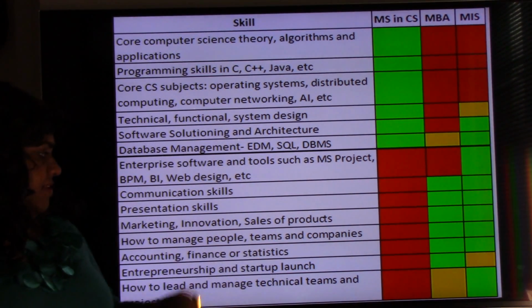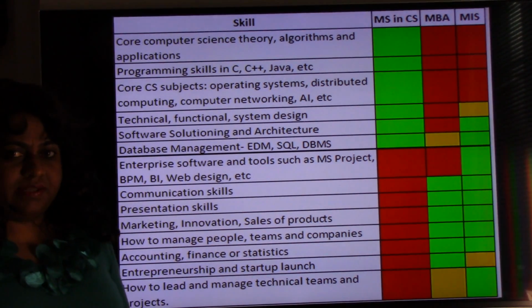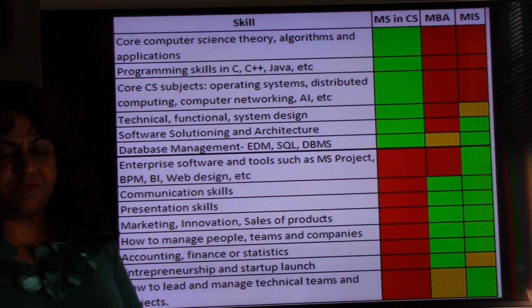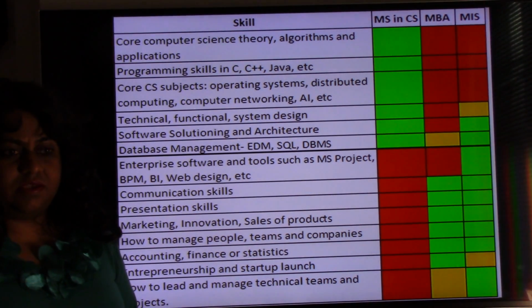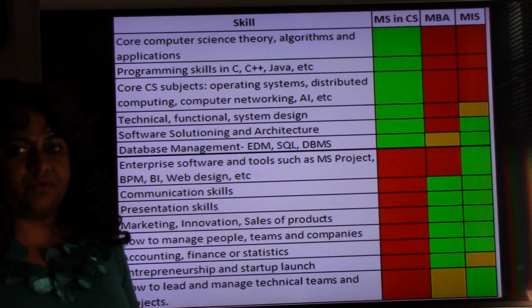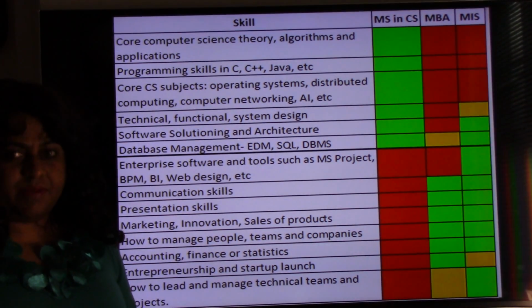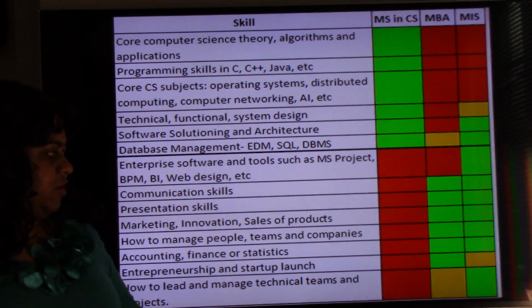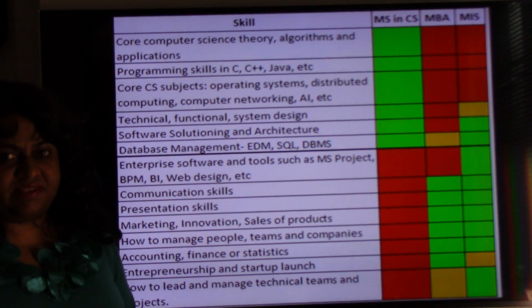Accounting, finance, and statistics. So if you want to learn these things, then you should probably do an MBA or an MIS because these are some of the core courses in these programs. You have a core course in finance. Actually, there were 2 courses in finance that we had to do in an MBA in the first year. And even MIS students had to study a bit of finance and accounting and statistics. These are like mandatory courses. So you don't really learn that in MS and computer science.